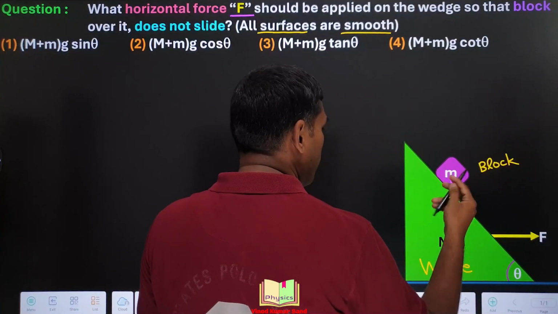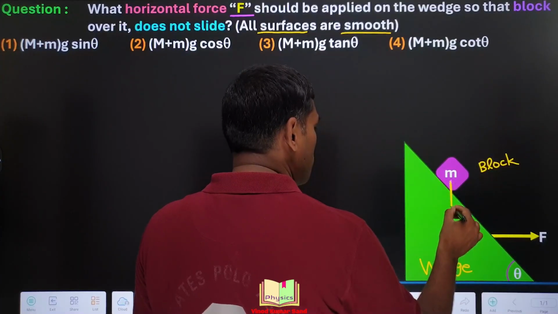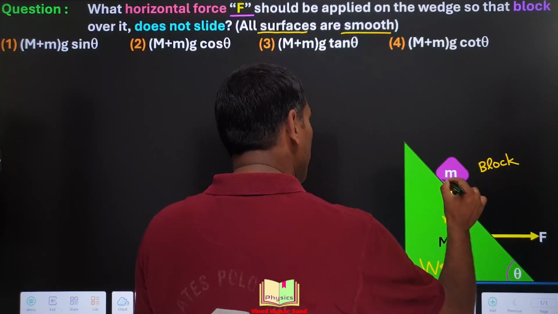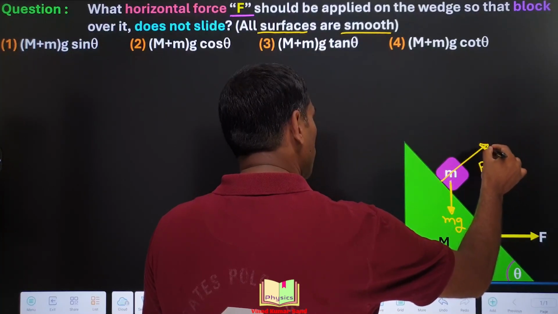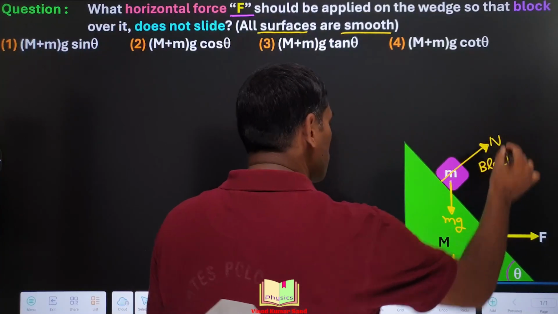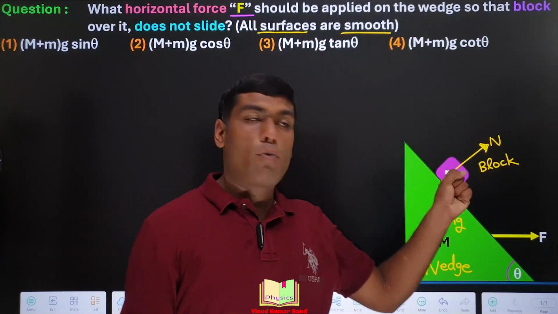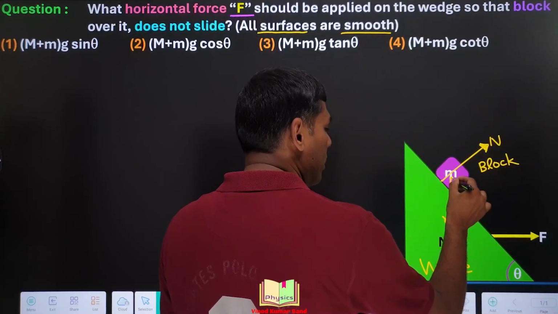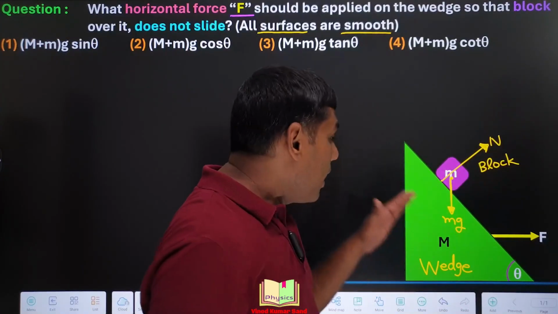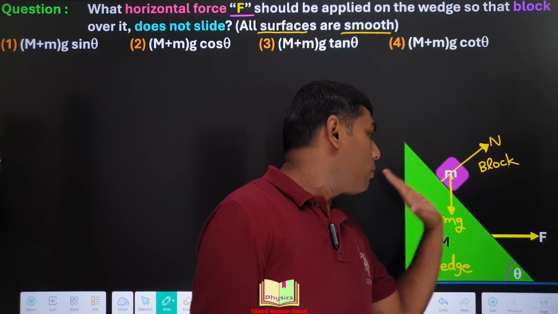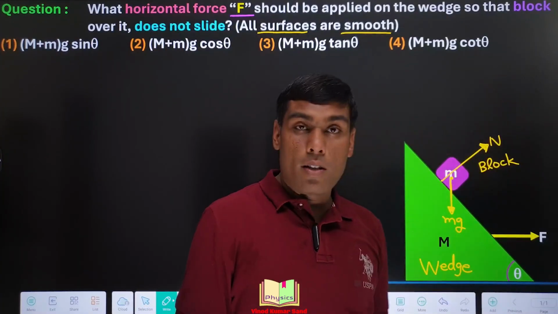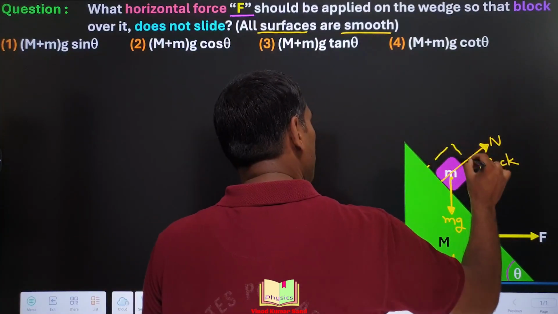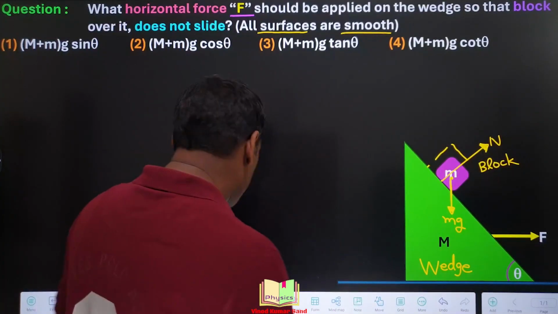So you will show here the gravitational pull mg like this. And then this wedge will push it. That force we show as the normal force. These two are the external forces on this block having mass small m. At its center of mass we show the mg, and then there is a push by the wedge on the block which we show as the normal force. The normal force always makes an angle of 90 degrees with the surface.